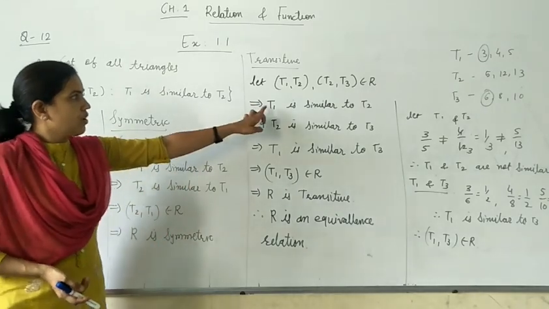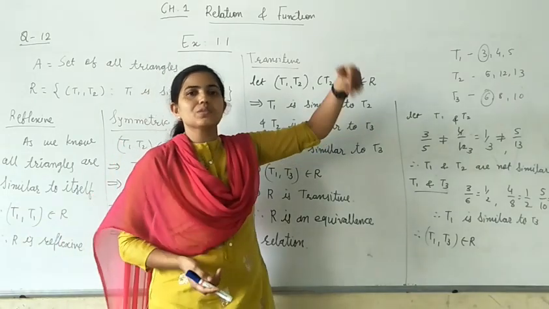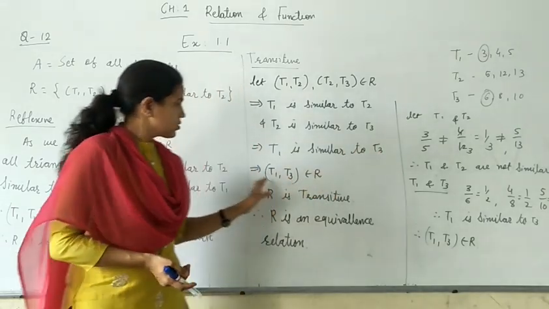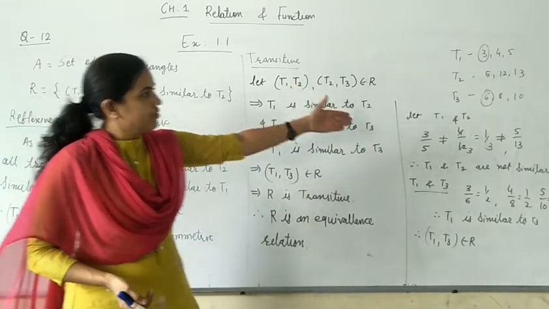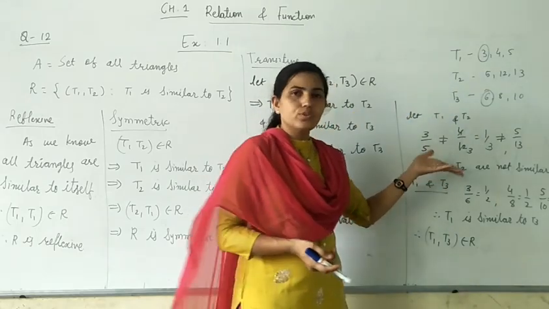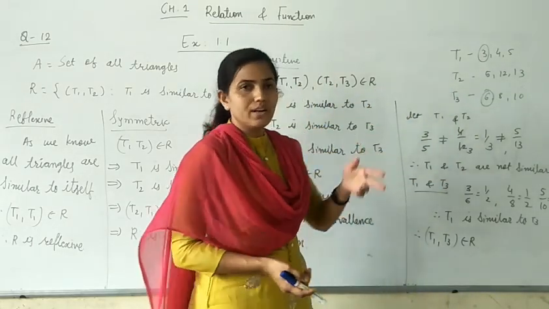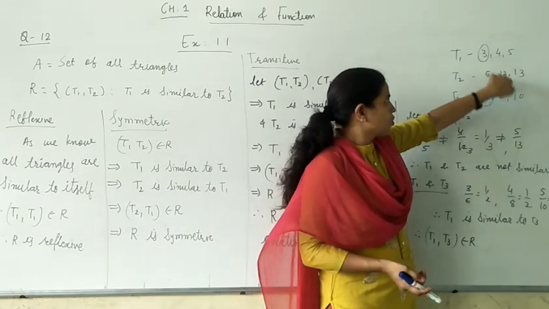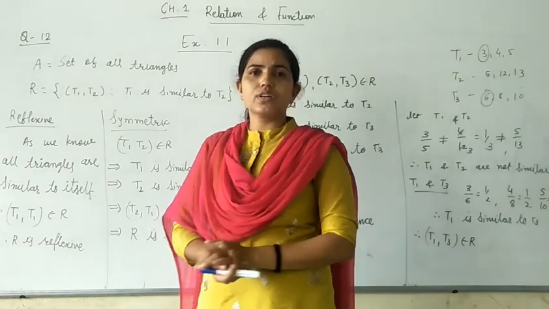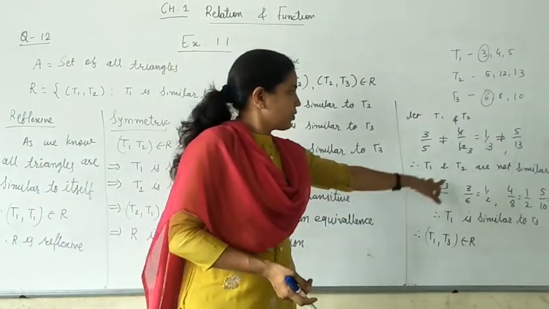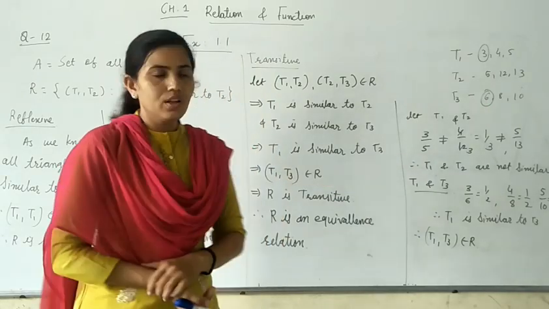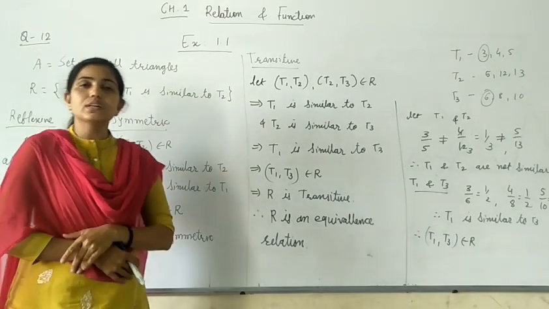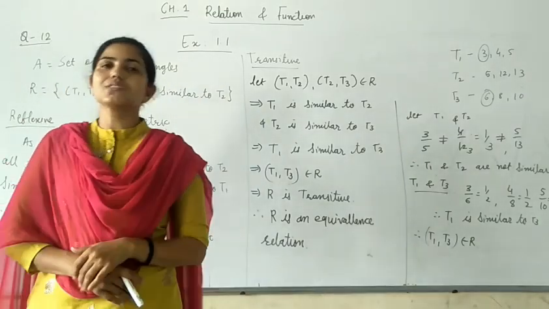So symmetric. Transitive: if one is similar to the second and the second is similar to the third, then by the similarity property, T1 is similar to T3. So it is transitive. Then we had to show which two among the three are related to each other. So just check the ratio of their sides. For T1 and T2, 3 by 5, 4 by 12 and 5 by 13, obviously they are not equal, so not related. And for T1 and T3, the ratio is equal. With this, question number 12 is done, and today's class is over.